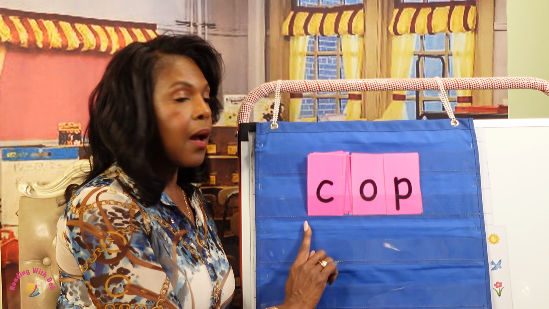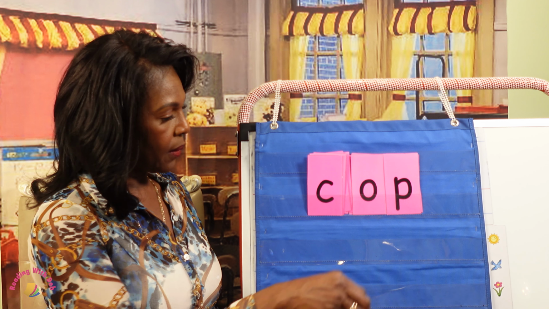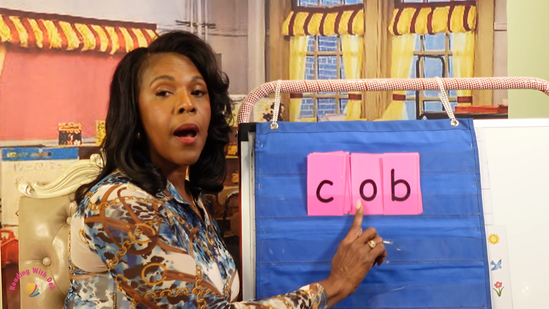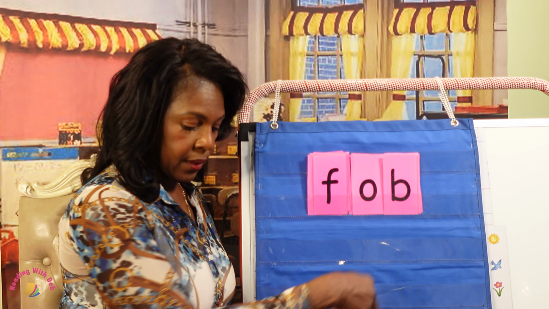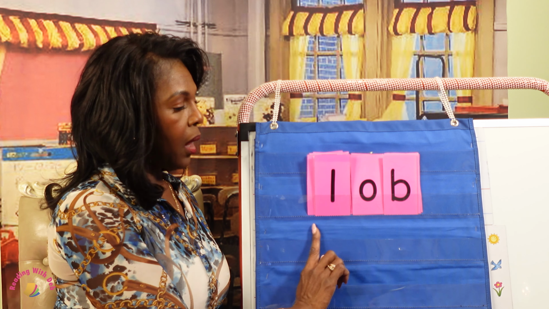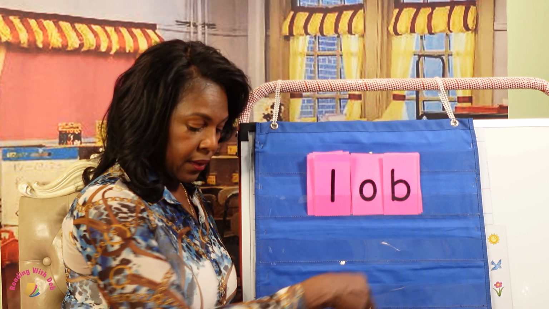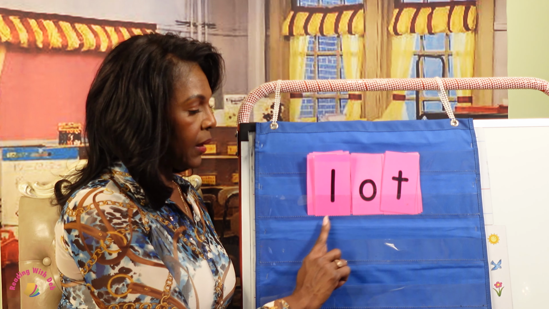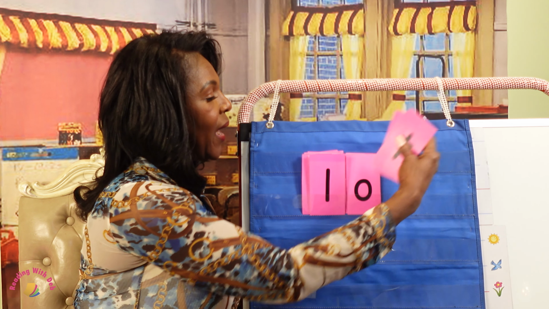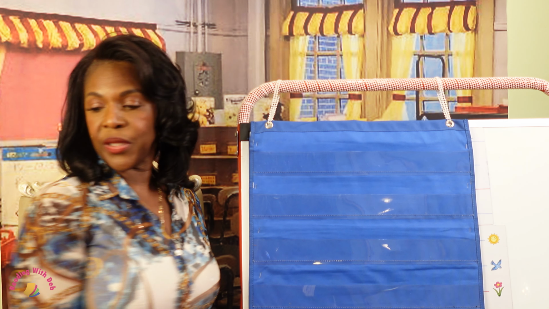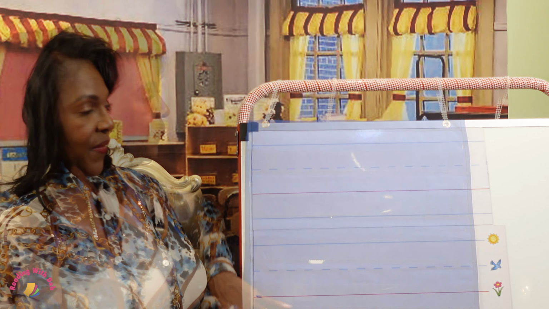A, ka, cop, cob, fob, lob, and lot. Okay, I hope you're doing better with your blending skills.